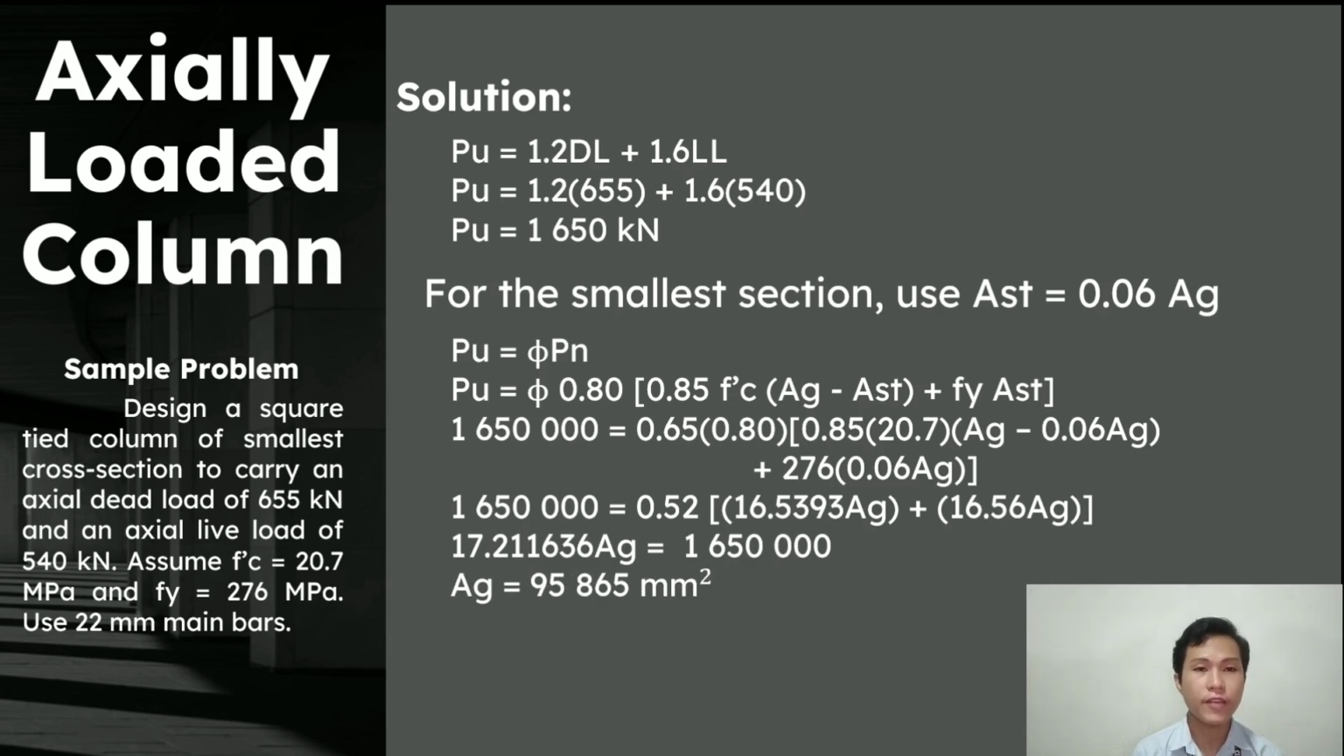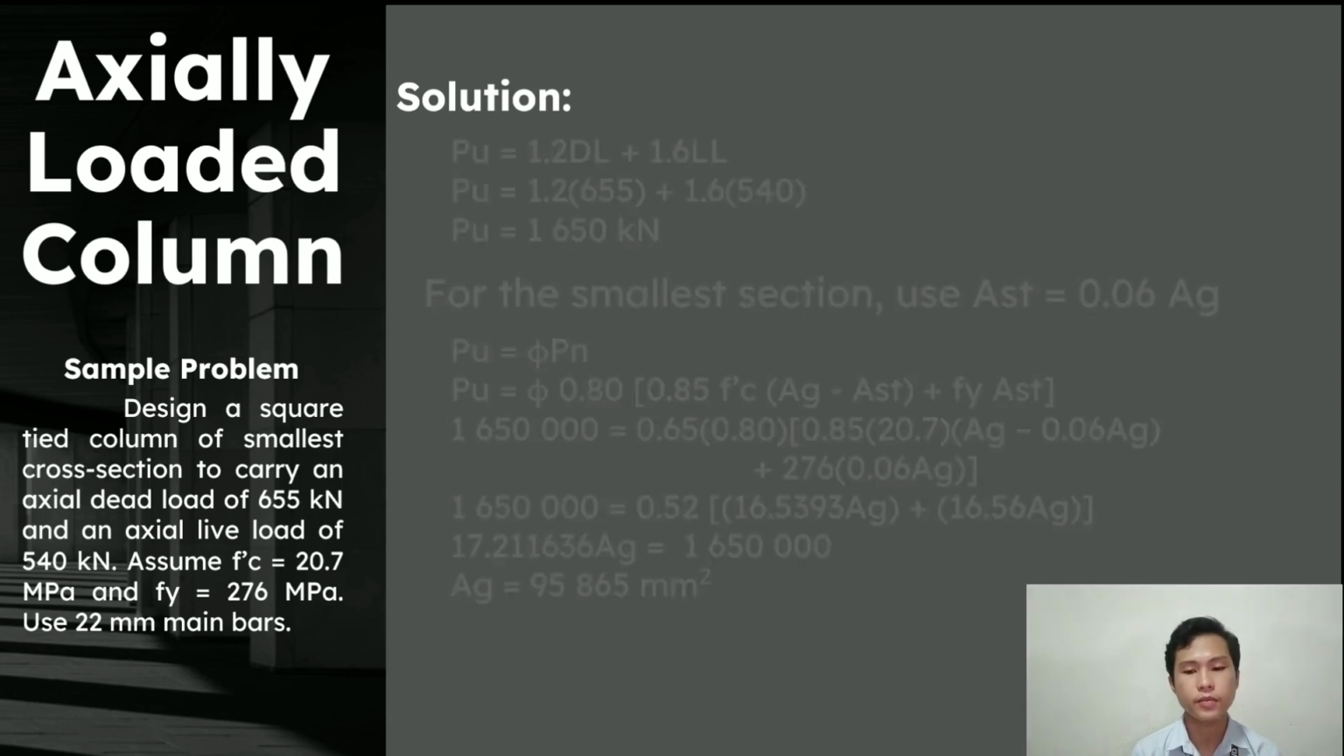1,650,000. By dividing both sides by 17.211636, we'll get Ag is equal to 95,865 square millimeters.